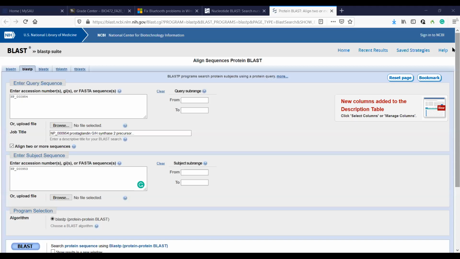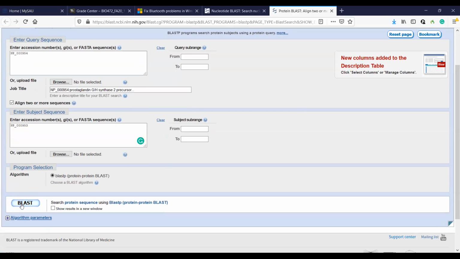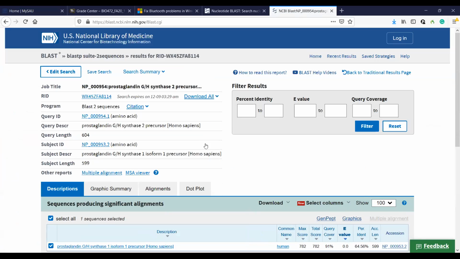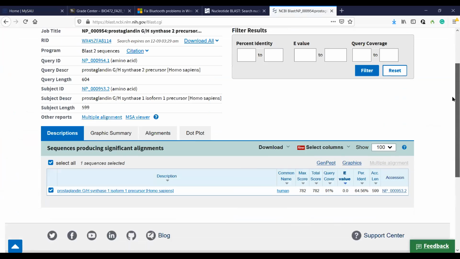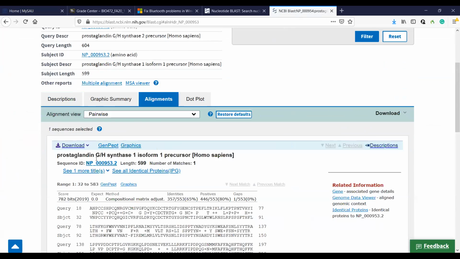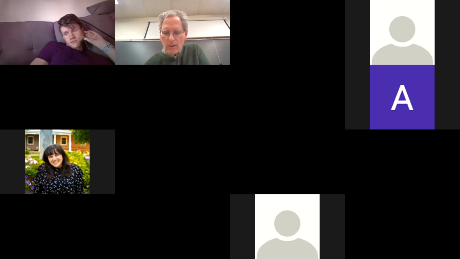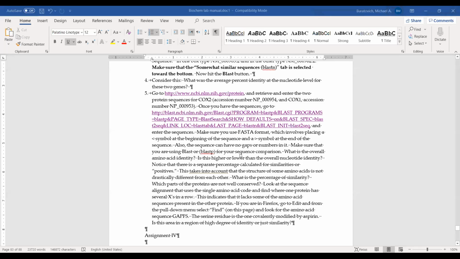All right, so you get to here and you do the comparison, and it goes chugga chugga choo choo, and then okay, there's your comparison. It should give you your identity right here and all that, and then it asks you what's your identity, that's right there.